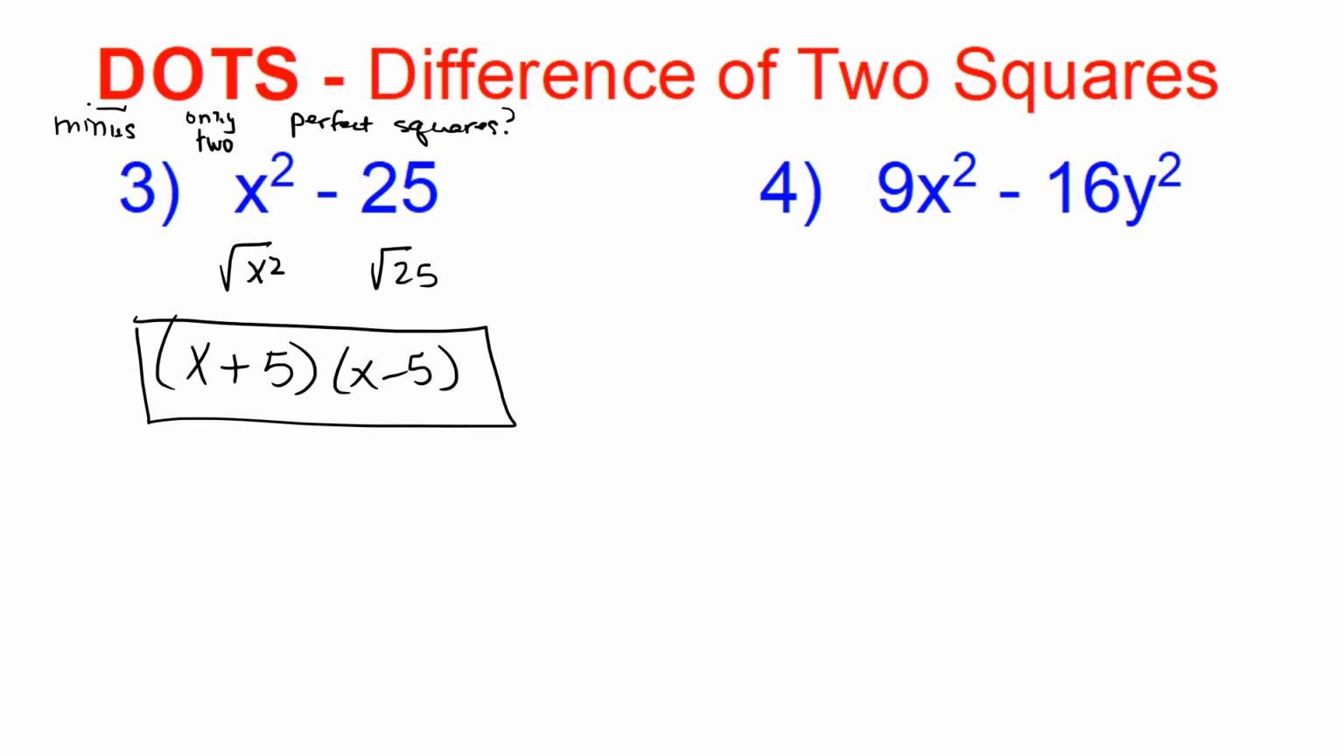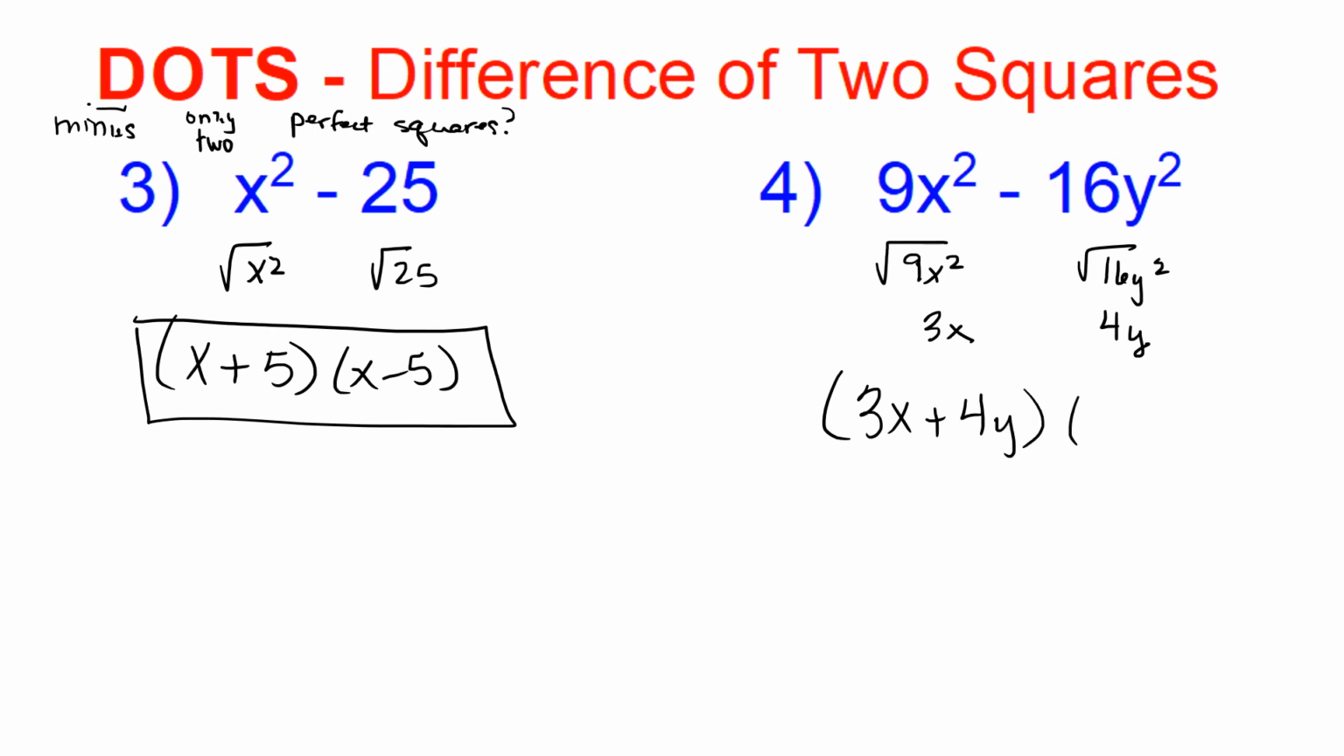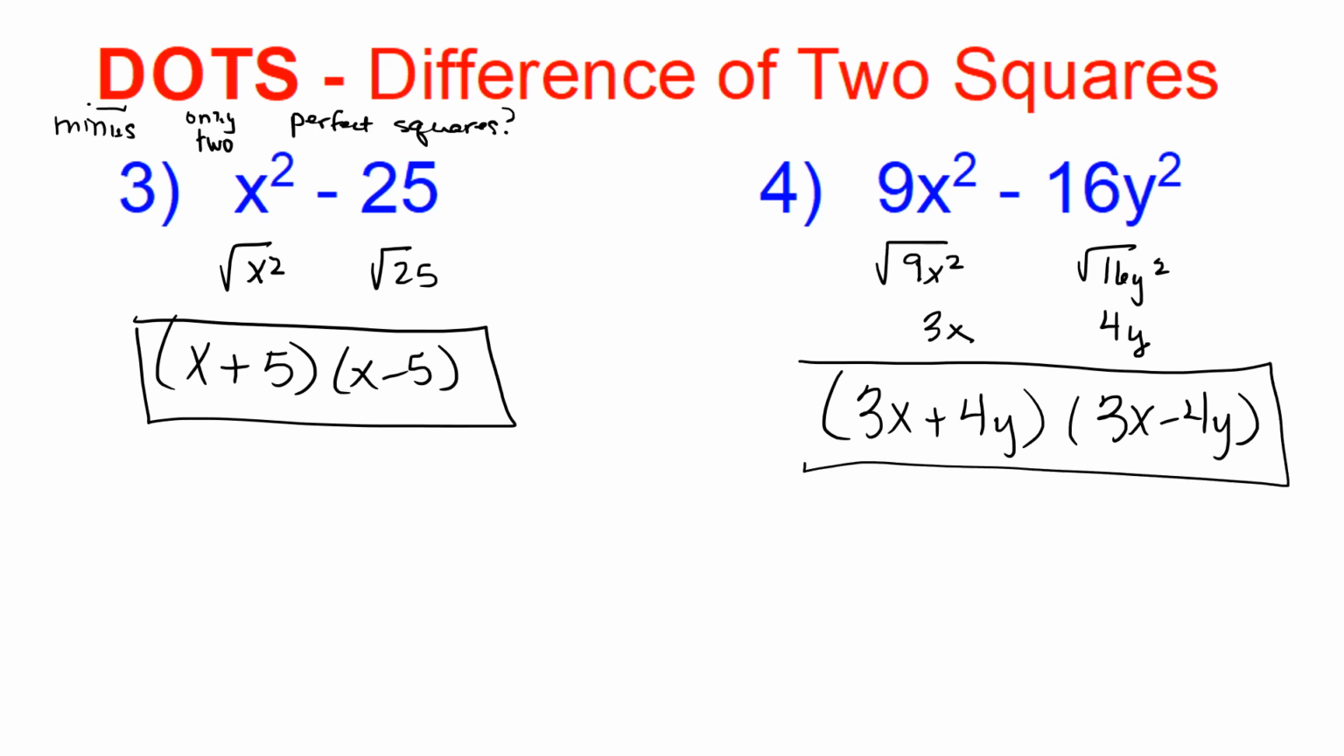Follow the same pattern for the next one. It's okay if you have more than one variable. There's nothing wrong with that. Double check. Do you have a minus sign? Yes. Do you have only 2 terms? For sure. And can you take the square root of 9x squared? Yep, that would give you a 3x. Can you take the square root of 16y squared? Yes, that would give you a 4y. So my factors need to be exact opposites, 3x plus 4y and 3x minus 4y. There you go. Remember, the order that you write your factors doesn't truly matter as long as they're actually correct. So have the correct terms with the correct signs, and we're good to go.